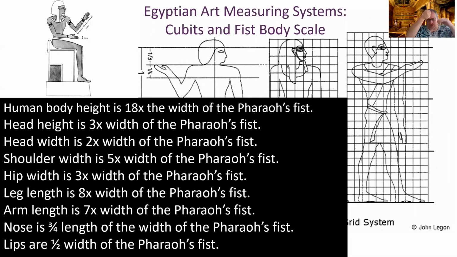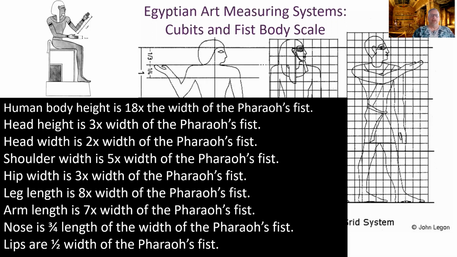Your head height, if you measure it, is 3 fist widths. I must have a small brain because I'm only 2.5. So small brain Fraser. The head width is 2 times the width of the pharaoh's fist. If you measure that, 1. I'm almost perfect, at least according to the Egyptian standards with that. The shoulder width is 5. I've done that before. I must have wide shoulders. I'm about 6, a little over 6. The hip width is 3 widths of the pharaoh's fist. I'm a little on the heavier side, so I don't even want to measure that.